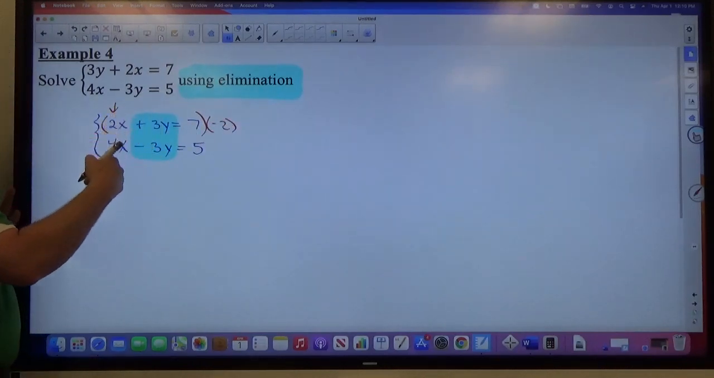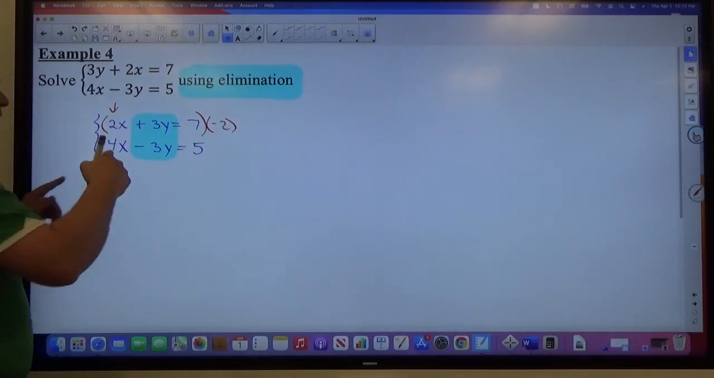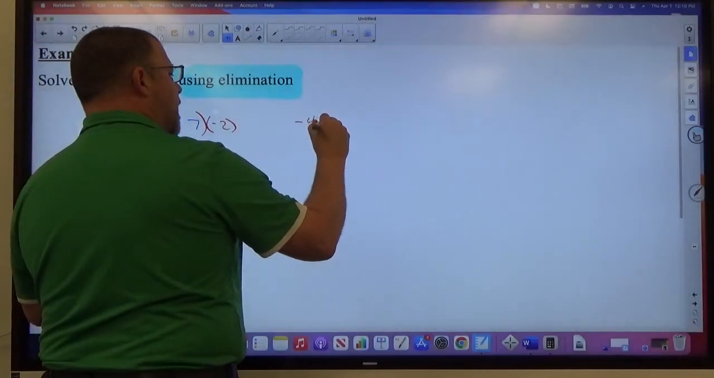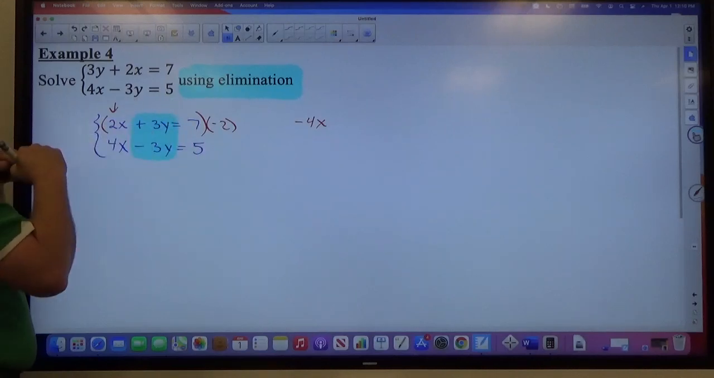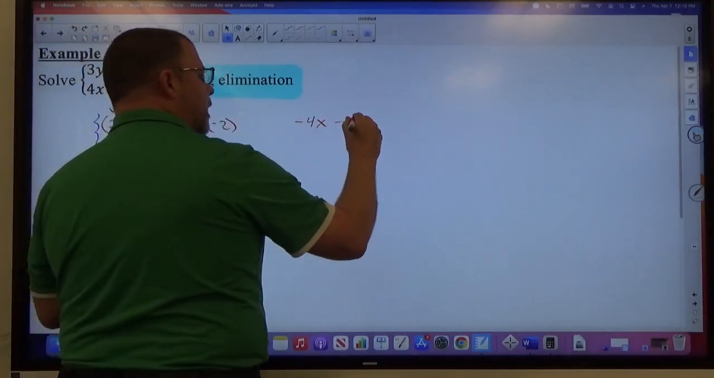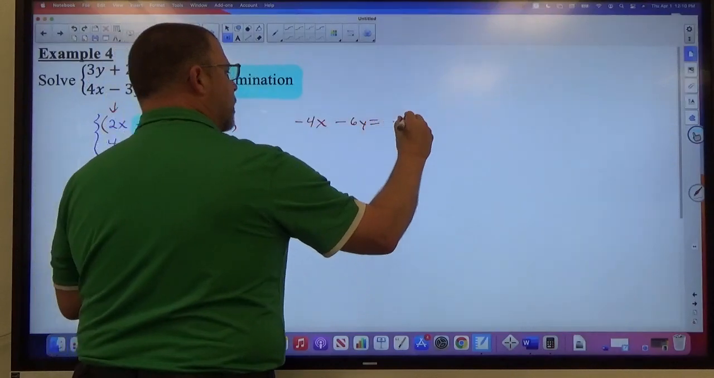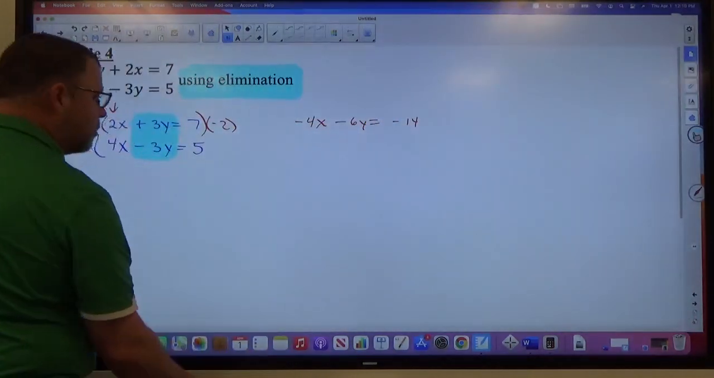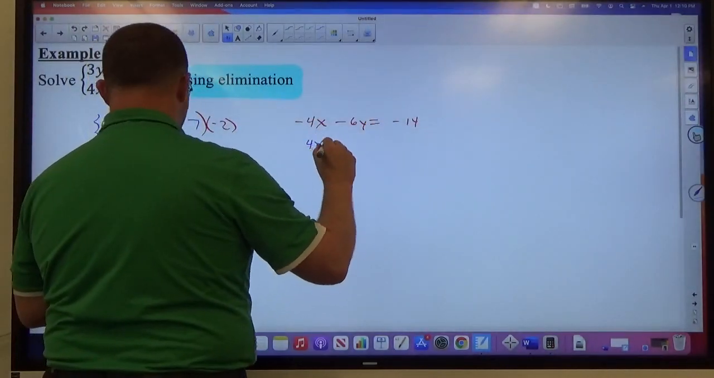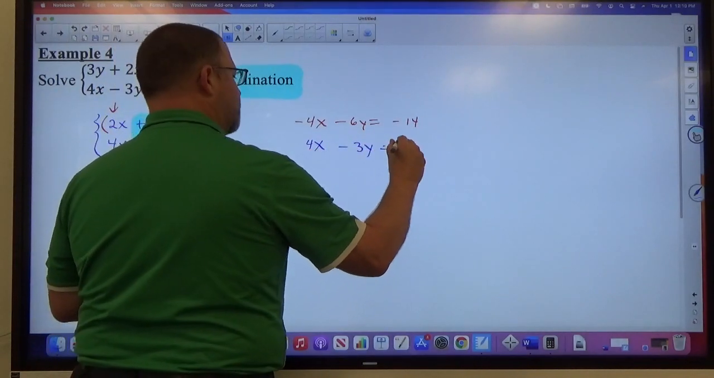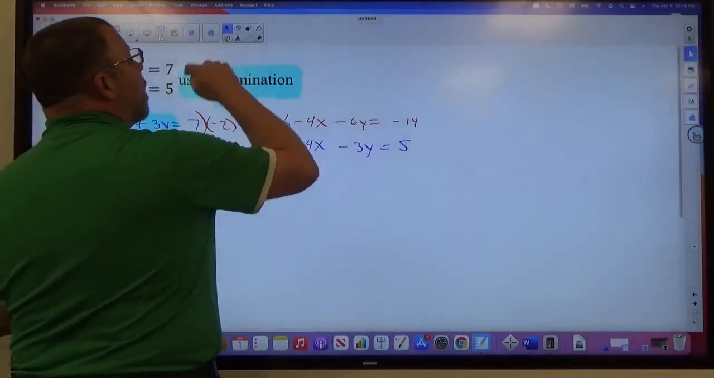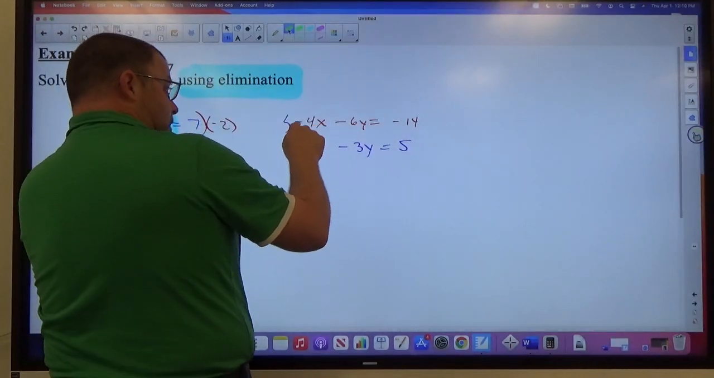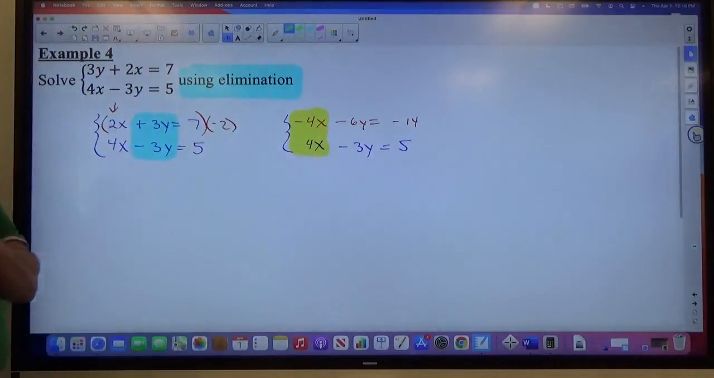Negative 2 times 2x makes negative 4x, the opposite of that. So the top equation would change to negative 4x. But then if I multiply this by negative 2, I have to multiply this and this by negative 2 as well. So I'm going to get negative 6y equals negative 14. The bottom equation would stay positive 4x minus 3y equals positive 5. There's my system of equations now. And now, through that modification that I made, those are opposites. So I can get rid of x very easily.